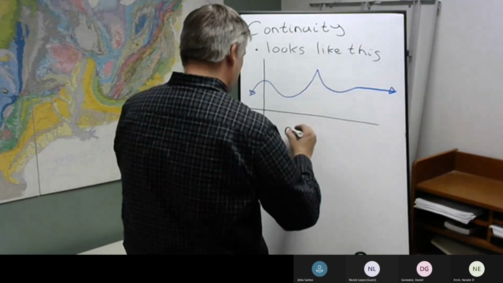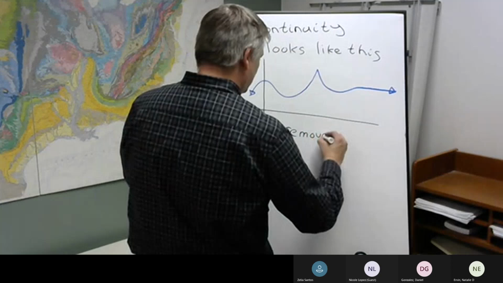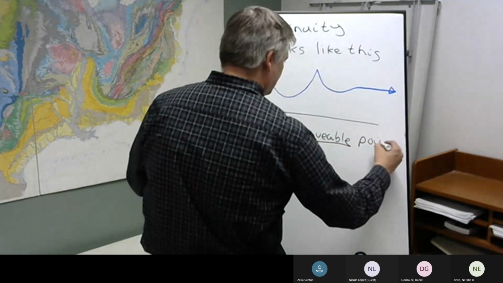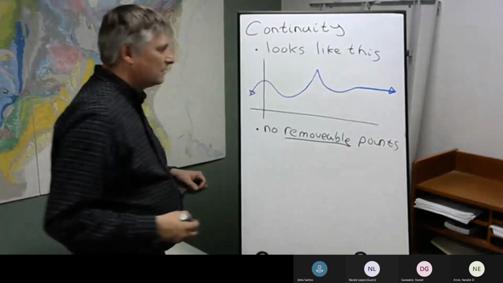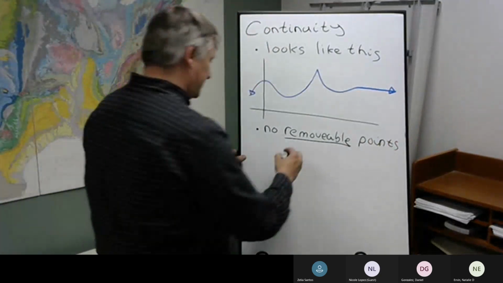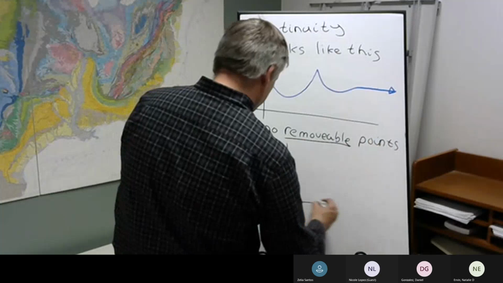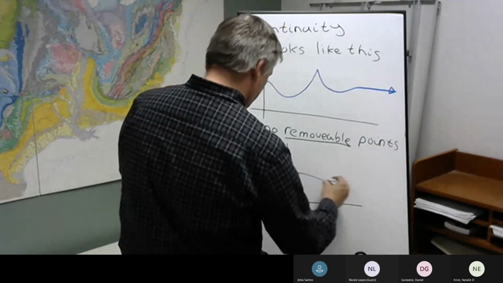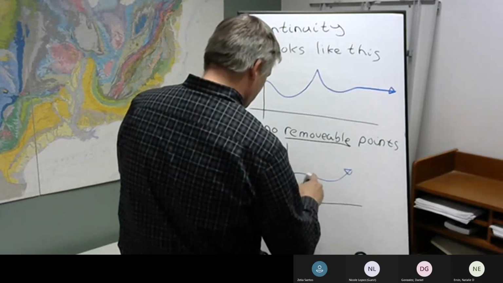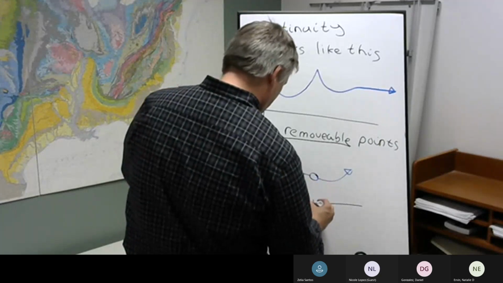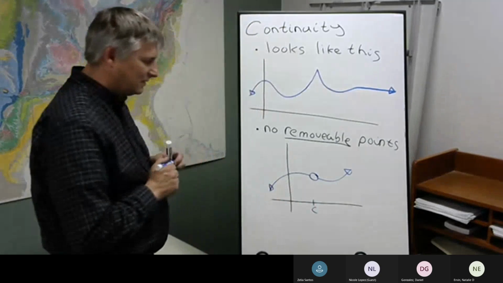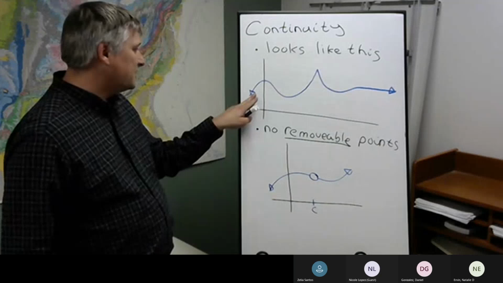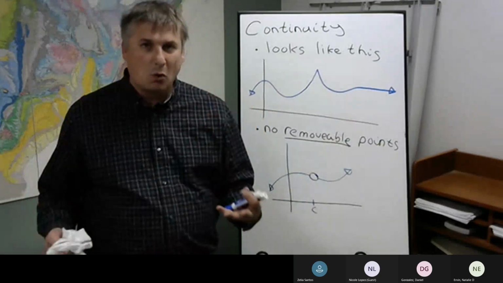There are no removable points. So what a removable point is, it's basically a hole. So you have a removable point at x equals c. So this doesn't have any of those things. There's no holes in it.